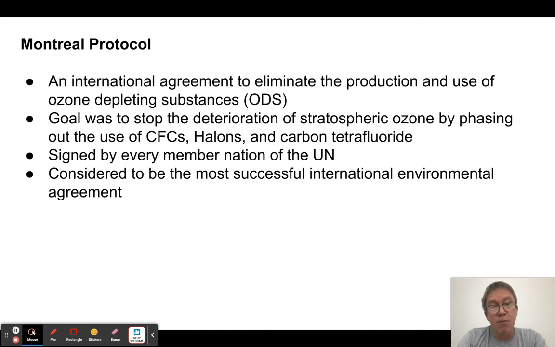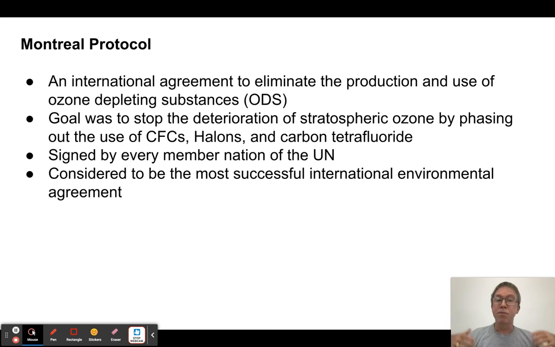And then there's the Montreal Protocol. Okay, now we just talked about this in this unit. The Montreal Protocol is about ozone depleting substances. So basically, this one is not a U.S. law. This is an international agreement. There's only a couple on the AP test that are international agreements. This is one of them.